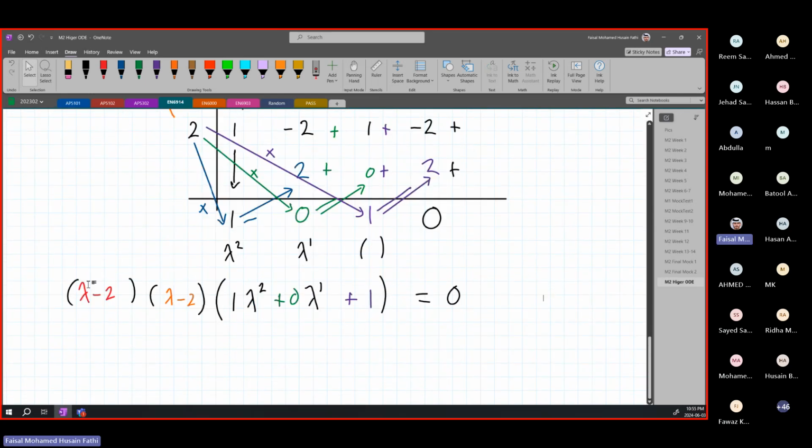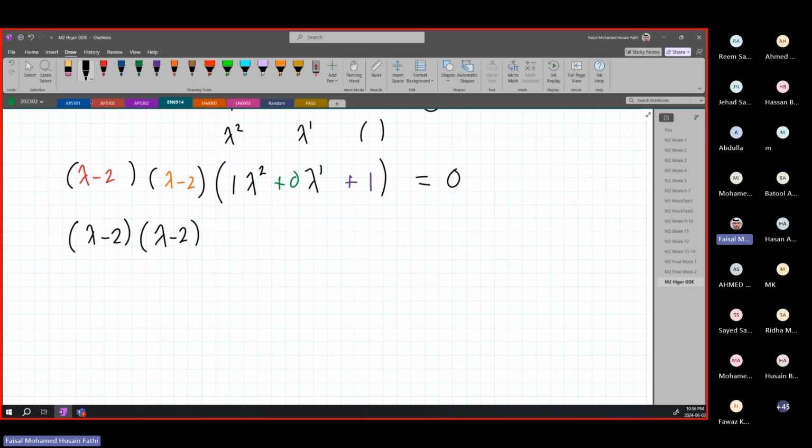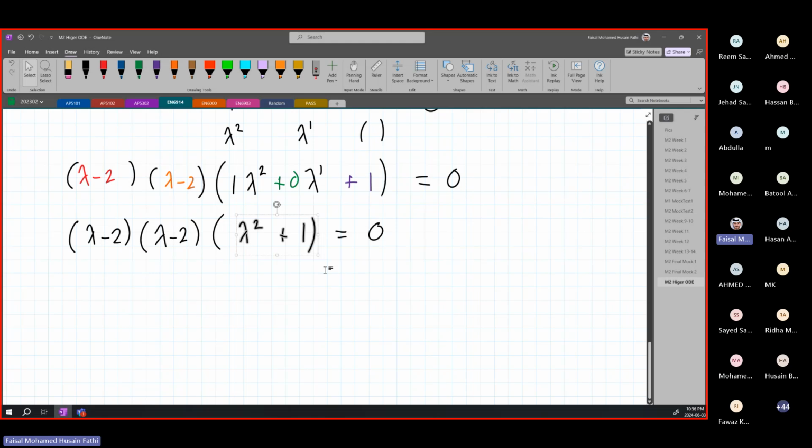Usually for lambda, this is for higher order. When you have third order and higher, we usually use lambda to start solving. Now we have a simple quadratic. Let's simplify this equation a little bit. So this is lambda minus 2 into lambda minus 2 into lambda squared plus 0 times lambda is just 0. So plus 1 equal 0. So we have a quadratic here. This is an easy quadratic.